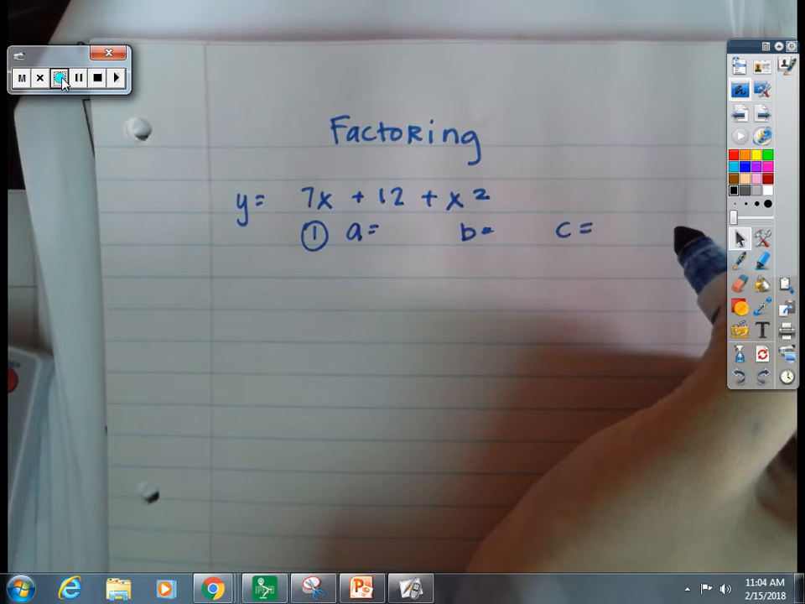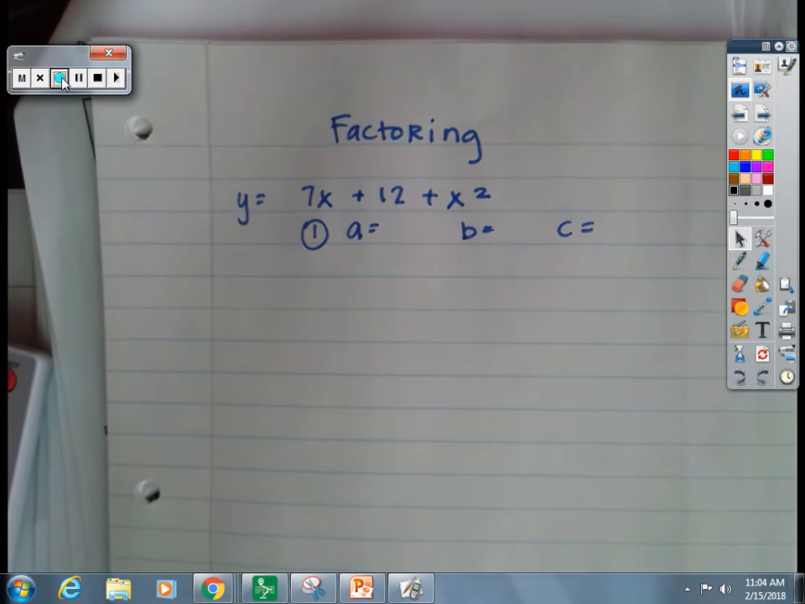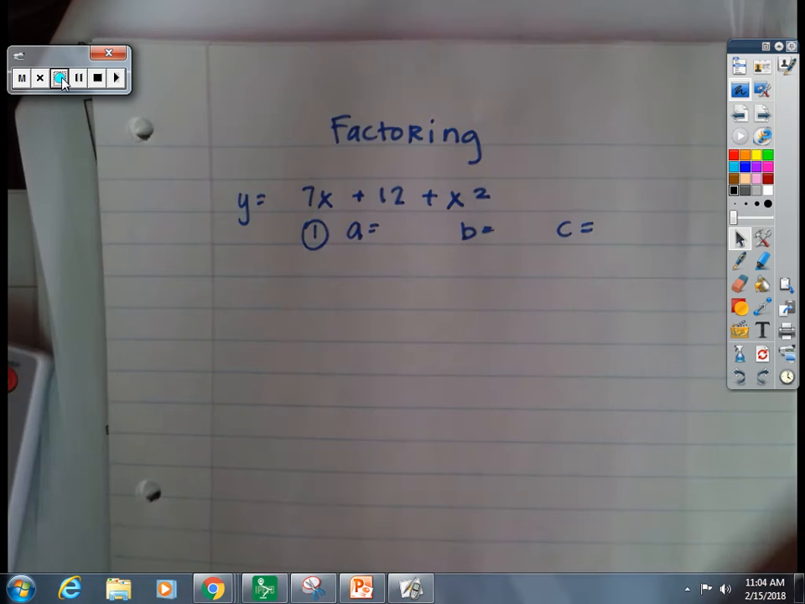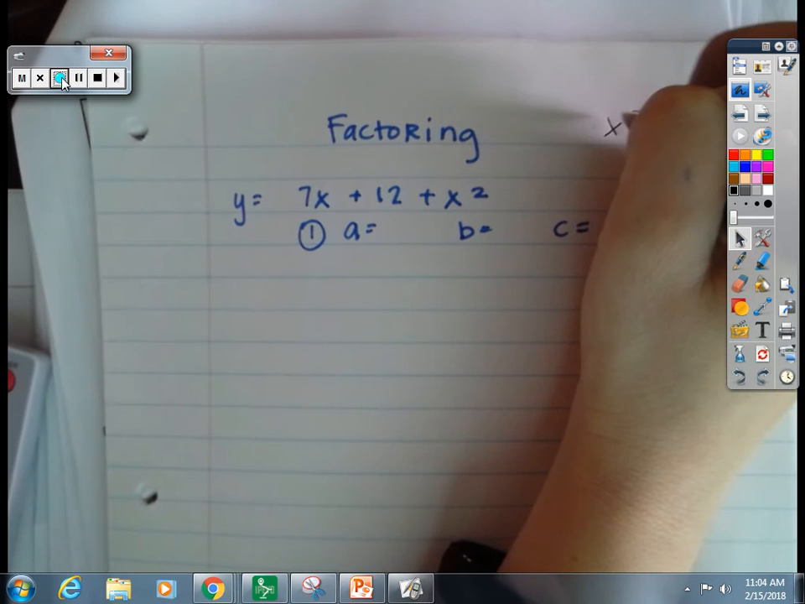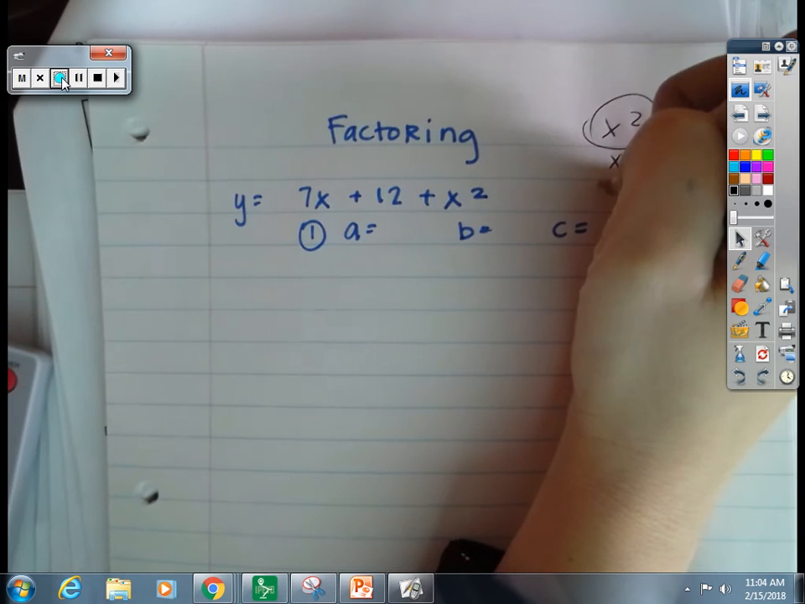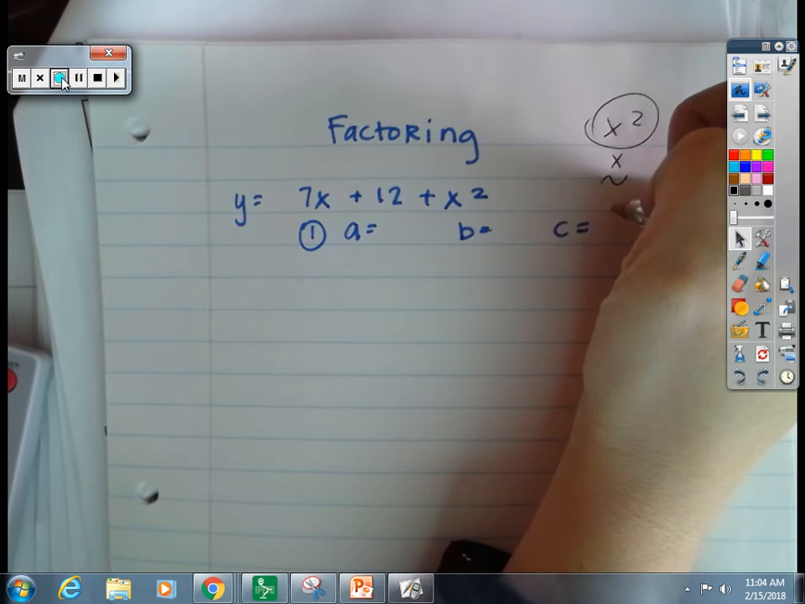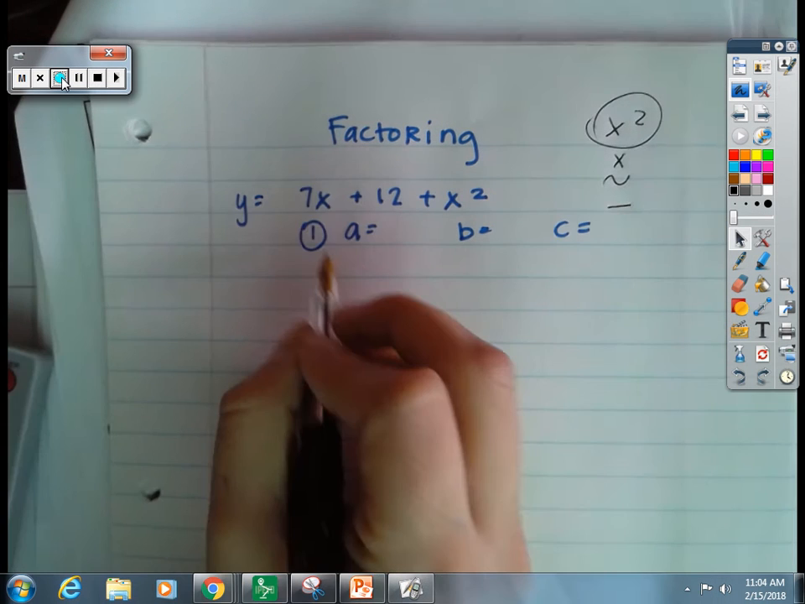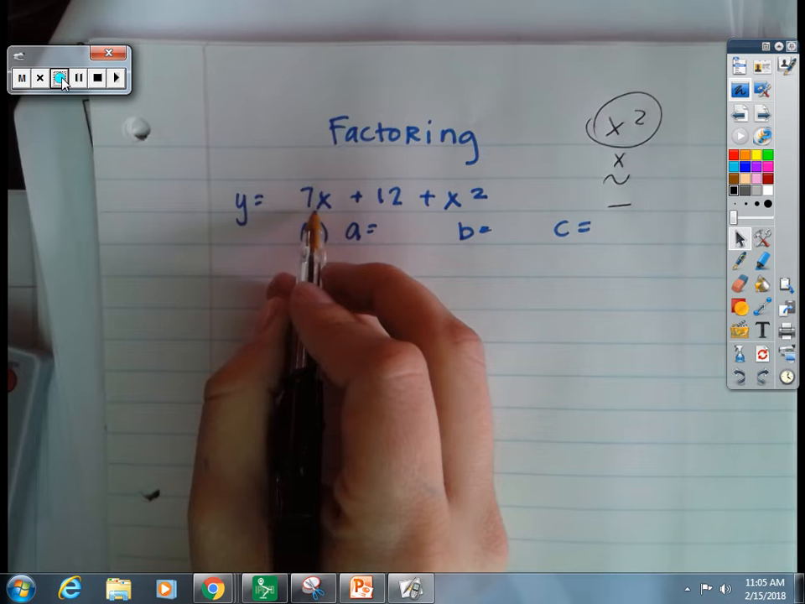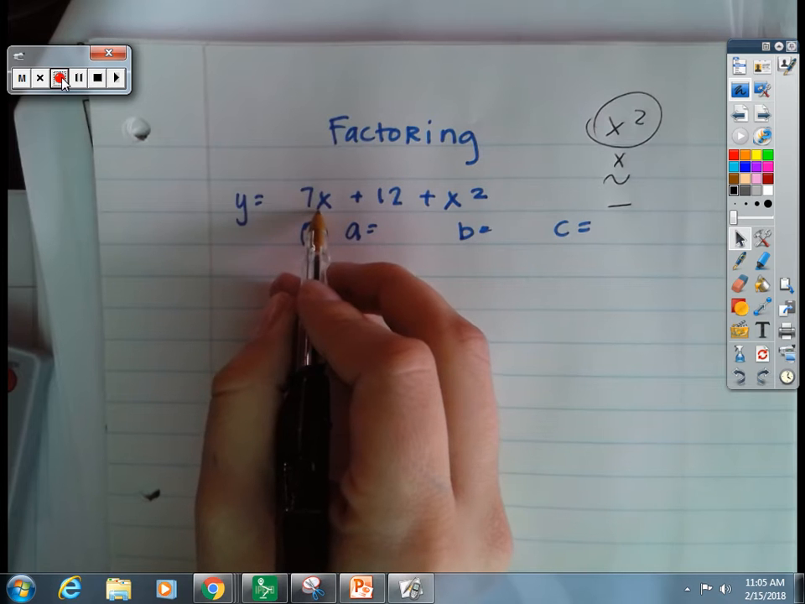So here's what we do. A is the one that has x squared. So when we have x squared, we circle this. When it has x, we squiggly. And when it doesn't have x, we underline. So 7x, I'm going to call on a couple students in my class.